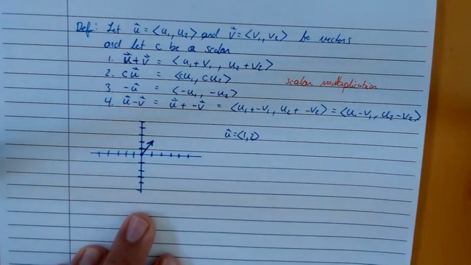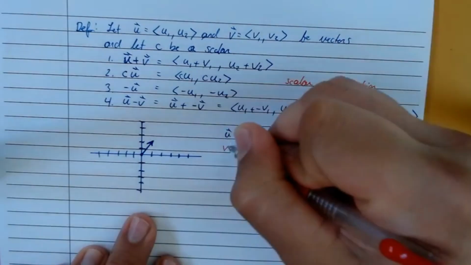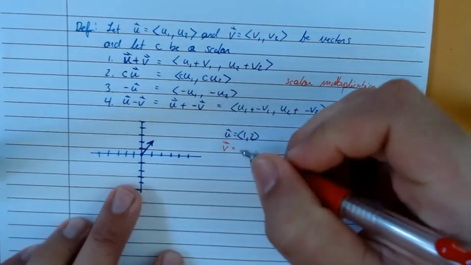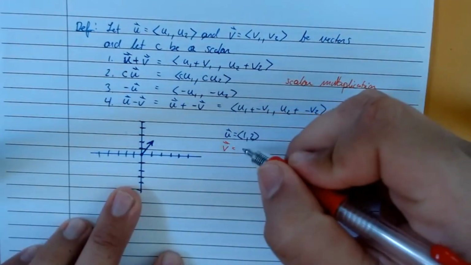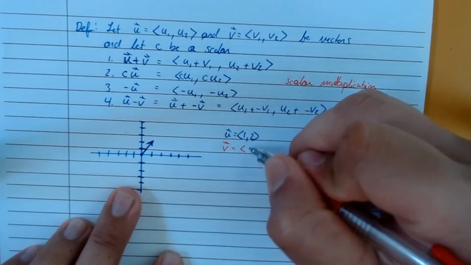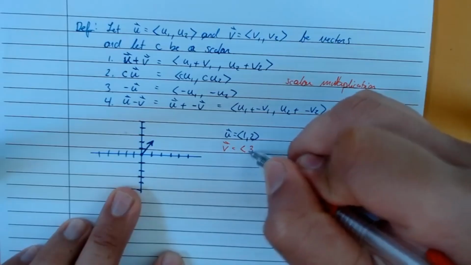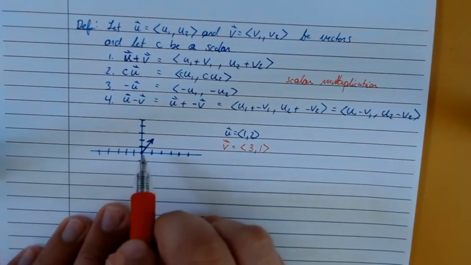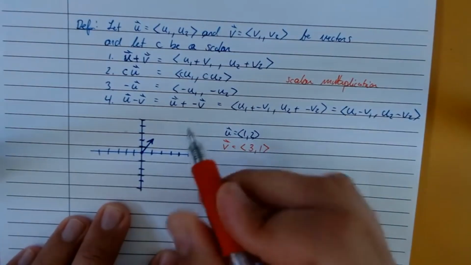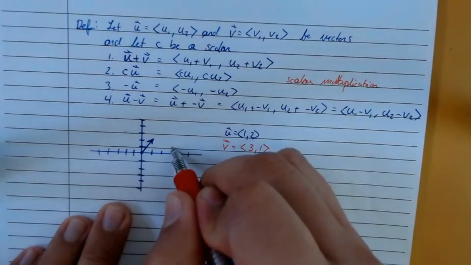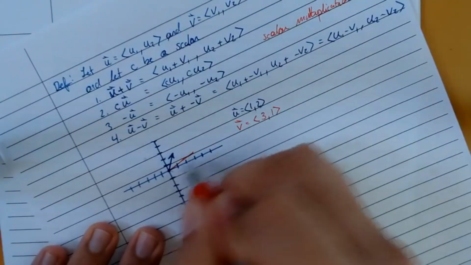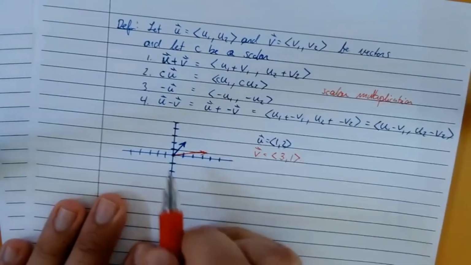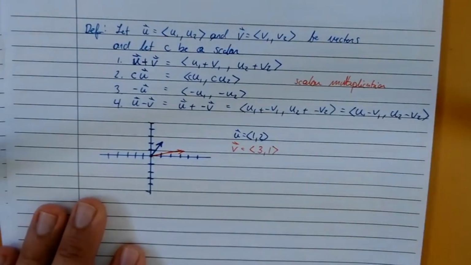All right, now let's take another vector. Let's take the vector v, and v is, let's say, 3, 1. Well, that means that you're starting at the origin, and you're going to end at 3, 1. All right, so there are two vectors. So now how do I add those together?